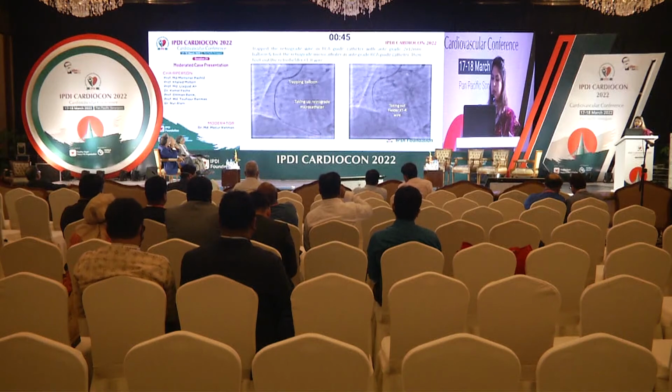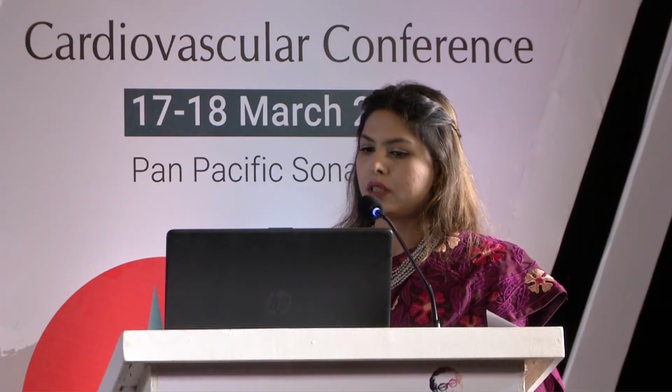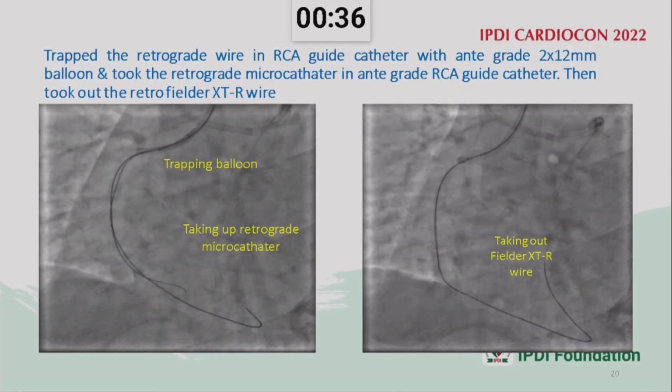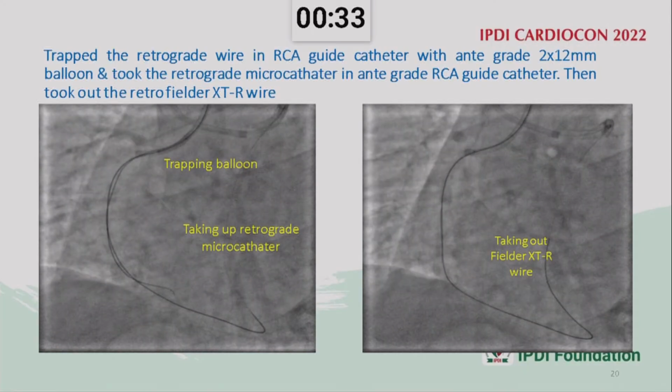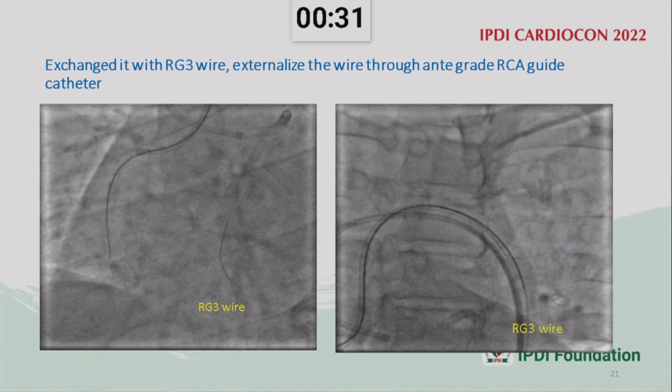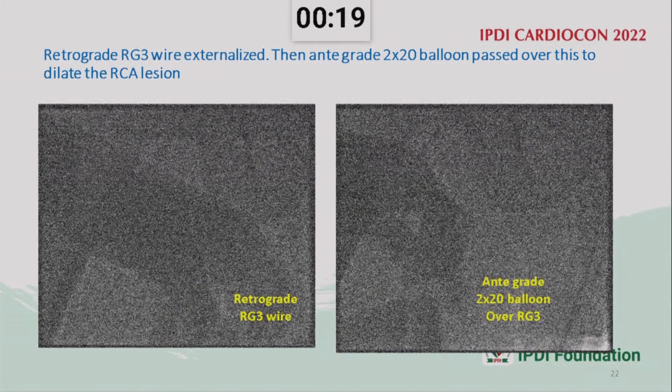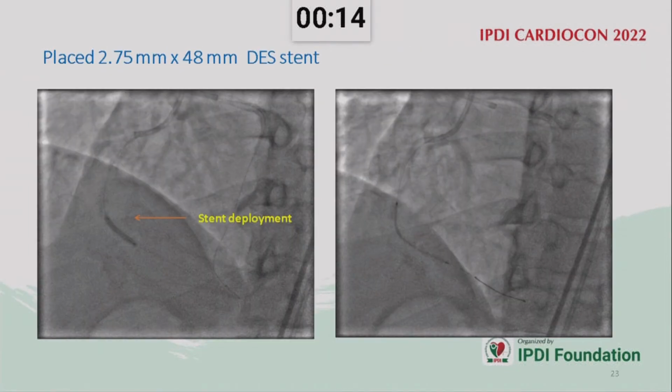The rest of the steps were quite easy. We trapped the retrograde wire in the RCA guiding catheter and then took the retrograde microcatheter into the antegrade RCA guiding catheter, then took out the retrograde Fielder XTR wire and exchanged it for an RG3 wire. Then we externalized the wire through the antegrade RCA guiding catheter. You can see here the retrograde RG3 wire externalized, and subsequently over that wire we placed a 2.75 by 48 millimeter drug-eluting stent.